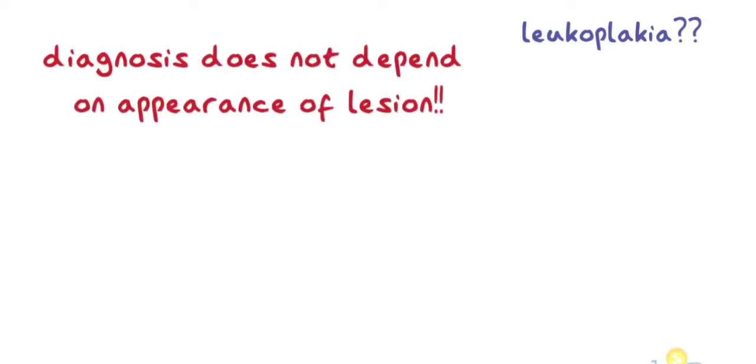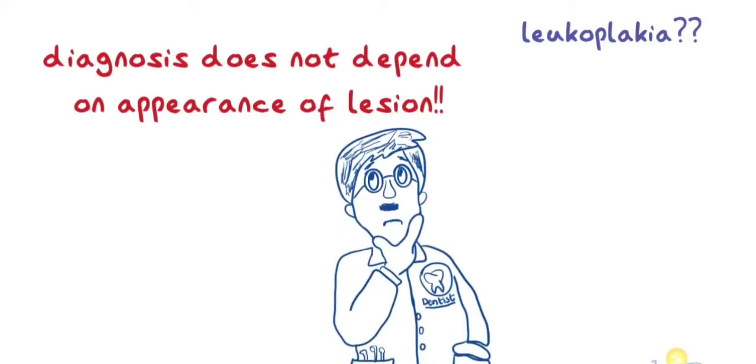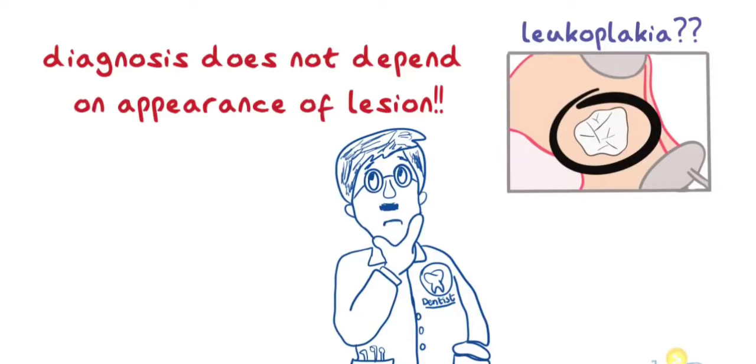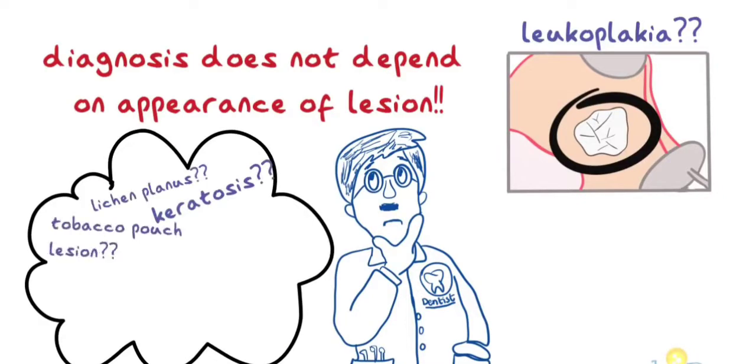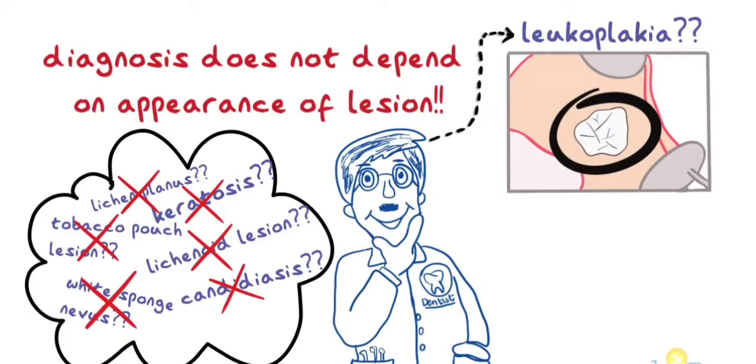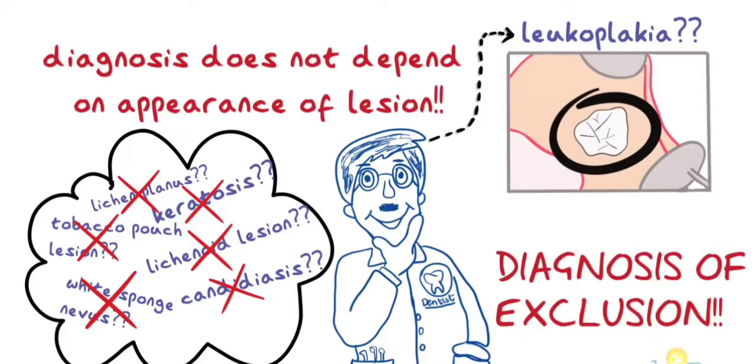To make it easier to understand, let's say you have a patient with a suspicious white patch in the buccal mucosa. Since there are several other white lesions that look like leukoplakia, make sure it is not any other white lesion. Only after this could we make a diagnosis of leukoplakia. Hence, it is a diagnosis of exclusion.